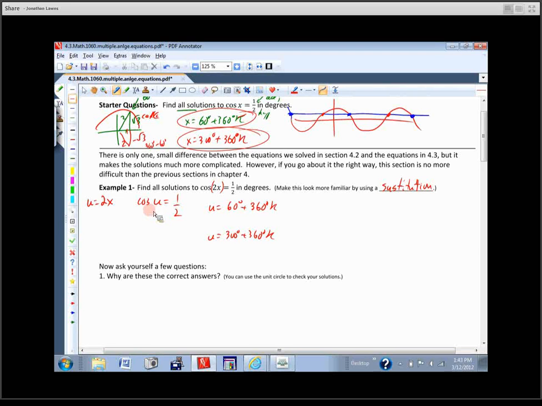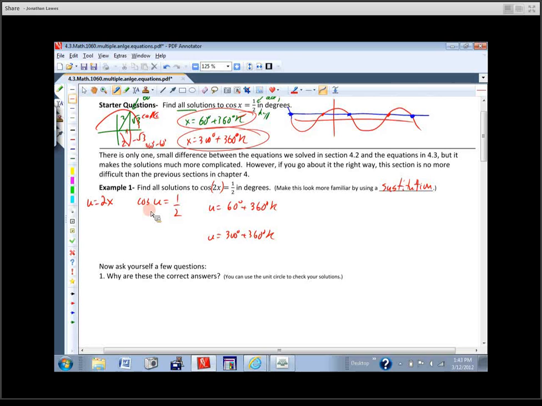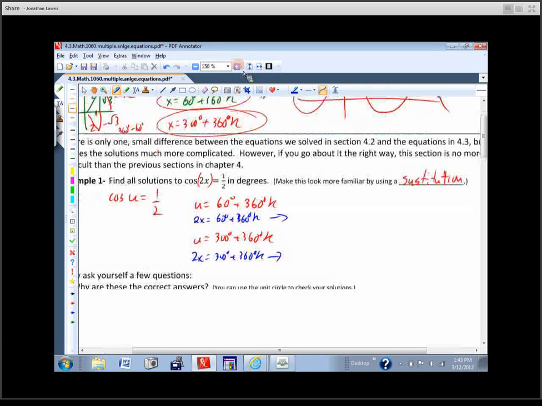Now what do we have to do? Put the answer in terms of x. Change it back, so we need to reverse the substitution. Wherever there's a U, I change back to x. So this is 2x equals 60 plus 360k, and 2x equals 300 plus 360k. Then I can solve by dividing everything by 2.